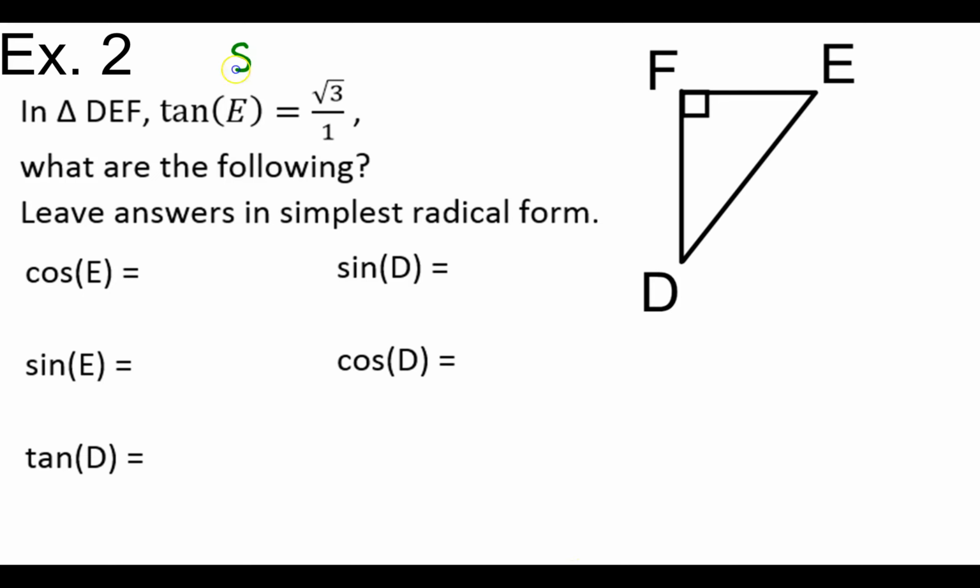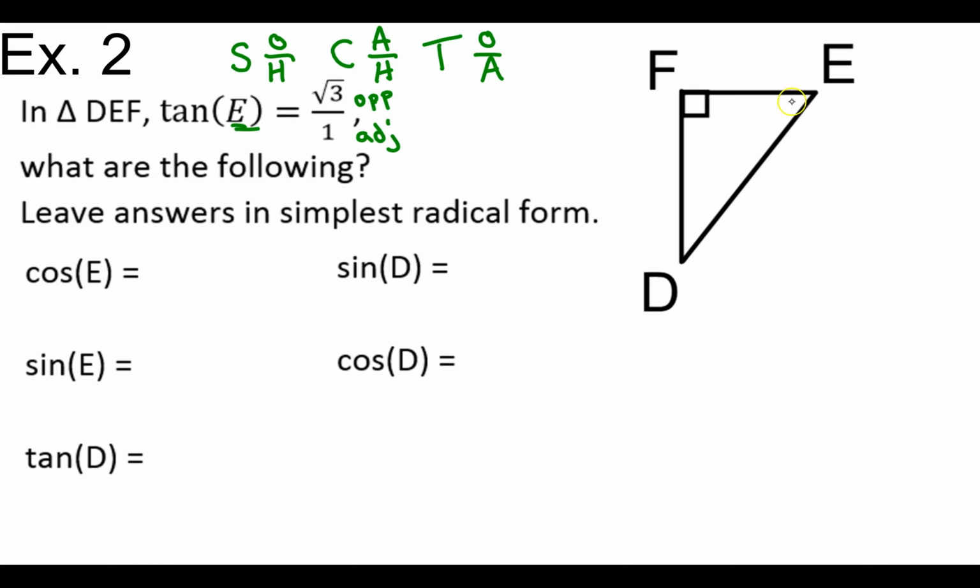So let's write our SOHCAHTOA up here. Make sure we remember it. So, S-O-H, C-A-H, T-O-A. So, tangent is opposite over adjacent. So, square root of 3 needs to be opposite of that angle E. And 1 needs to be adjacent to angle E.